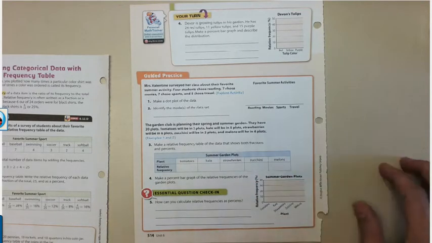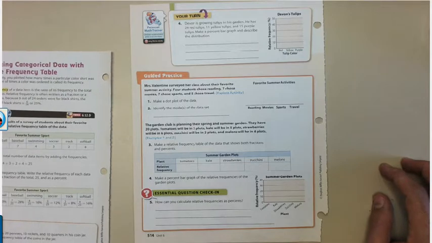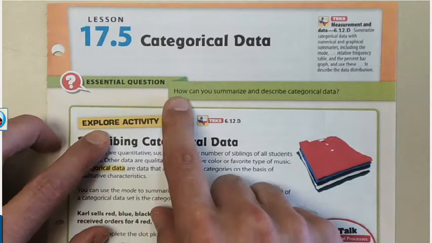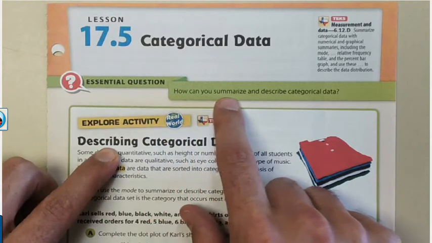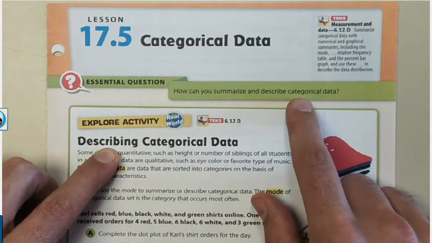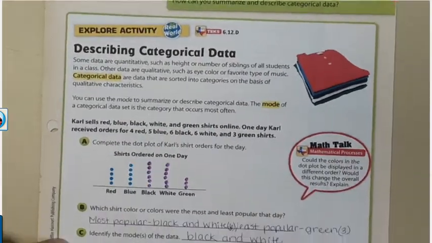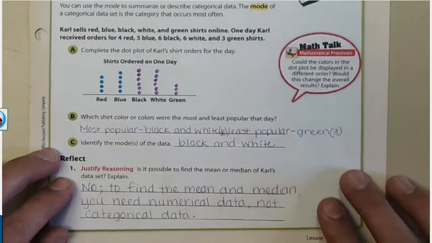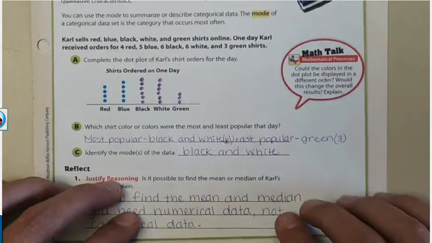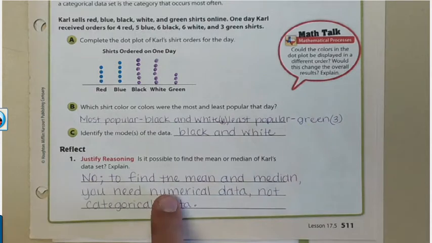The next unit that we're going to be working on is going to be with integers, and that's going to be module 1 in our textbooks. The essential question for this video is, how can you summarize and describe categorical data? Okay, now I'm going to have you pause the video, and I want you to fill in your notes for the bottom of page 511.